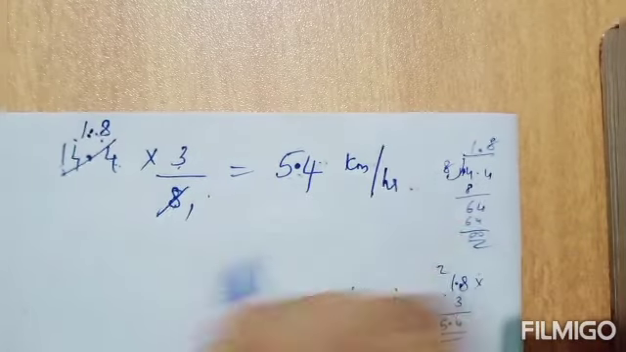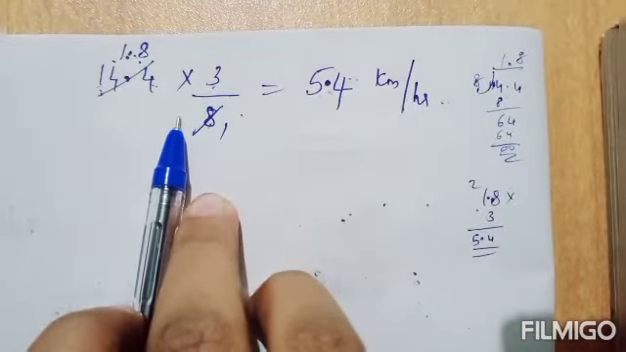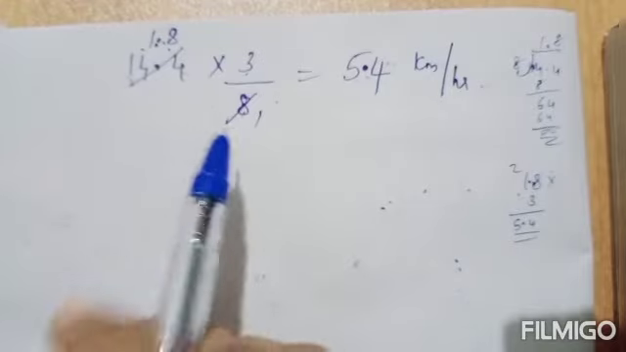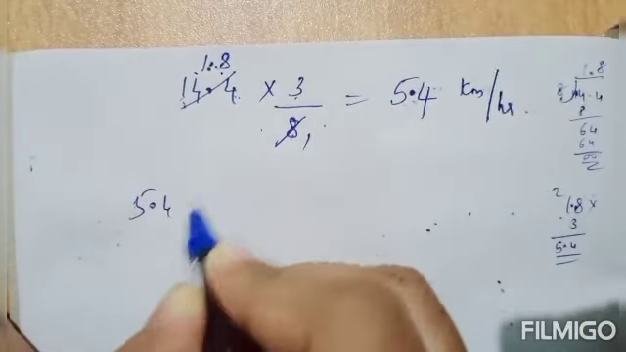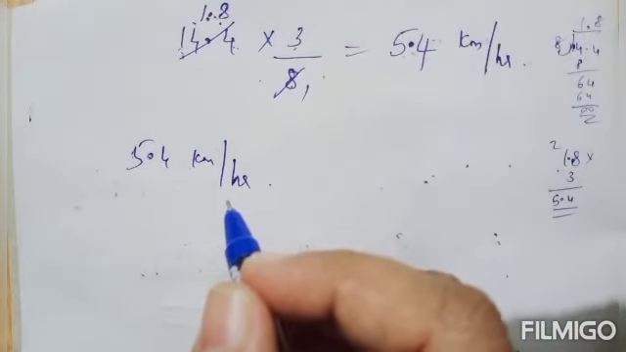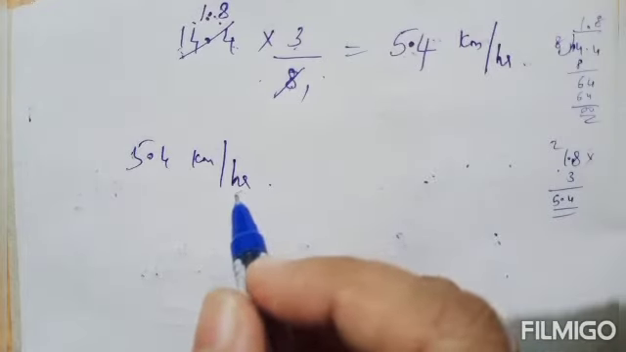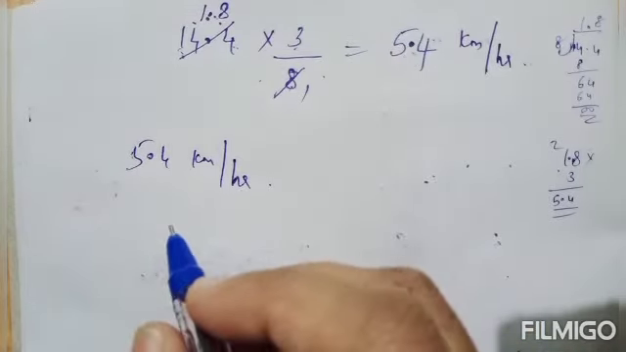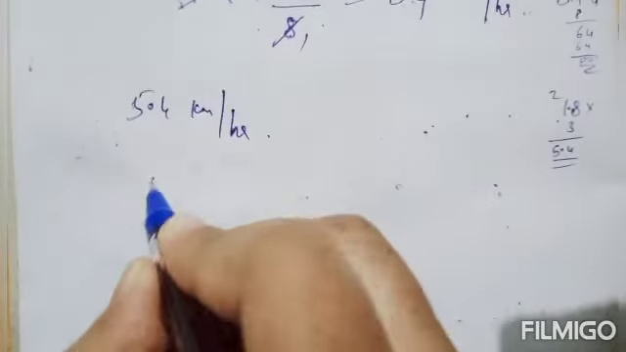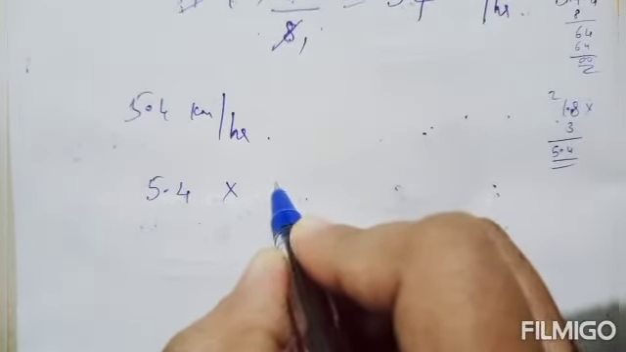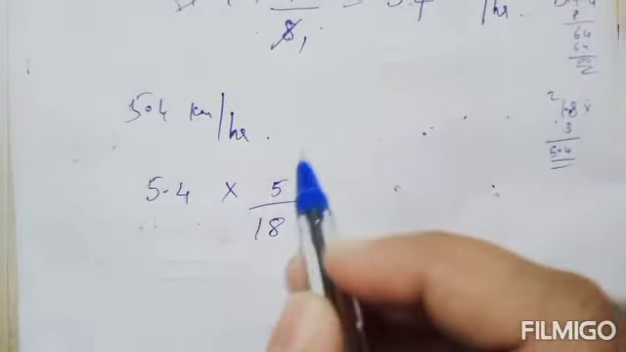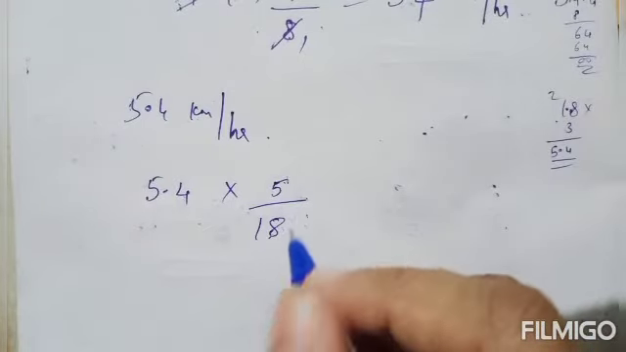kilometer per hour. This is the speed in kilometer per hour, but our question is to find the speed in meter per second. So you have to convert 5.4 kilometer per hour to meter per second. How can you convert? In order to convert kilometer per hour to meter per second, just multiply by 5 by 18. So 5.4 into 5 by 18.